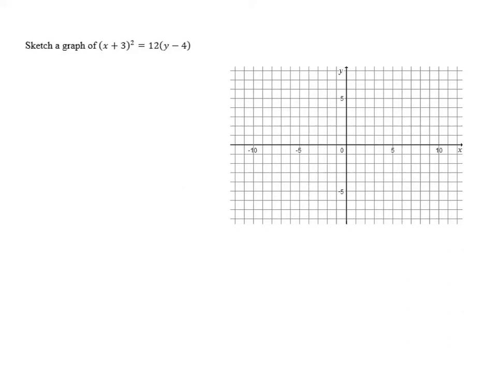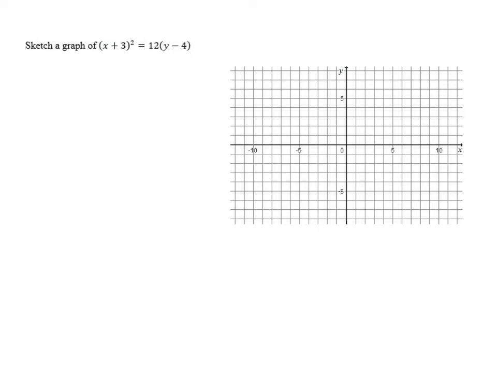Sketch a graph of (x + 3)^2 = 12(y - 4). Here, this is going to be a parabola because it's only the x that gets squared. The y doesn't get squared. But this parabola has its vertex shifted.